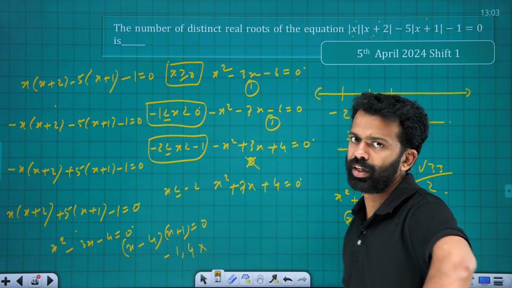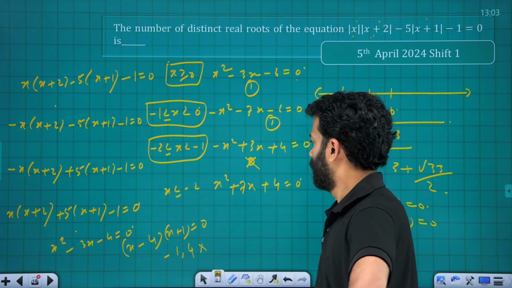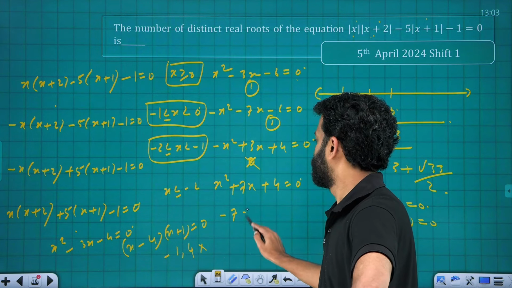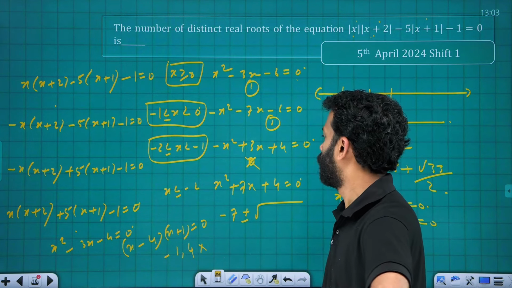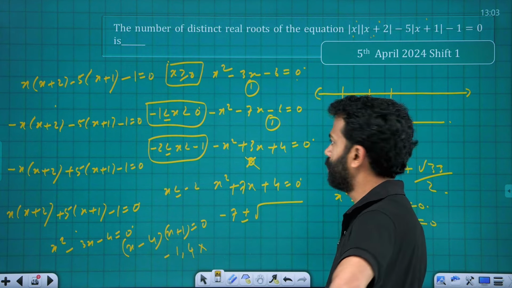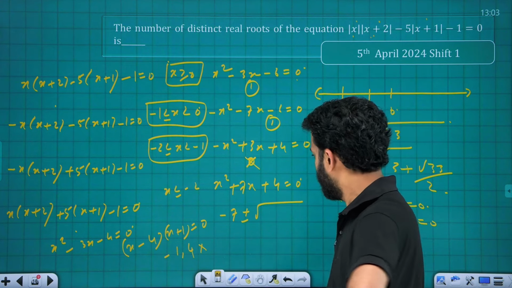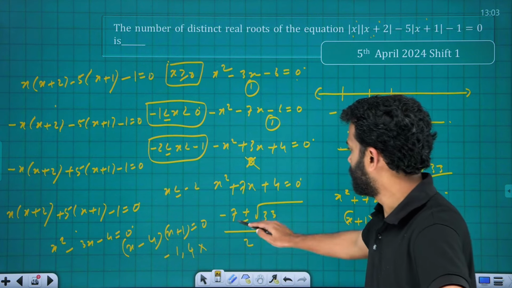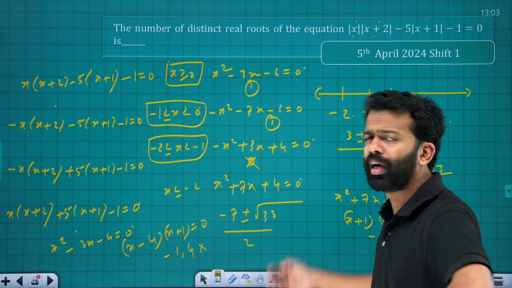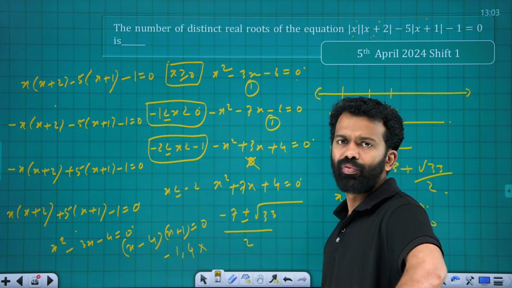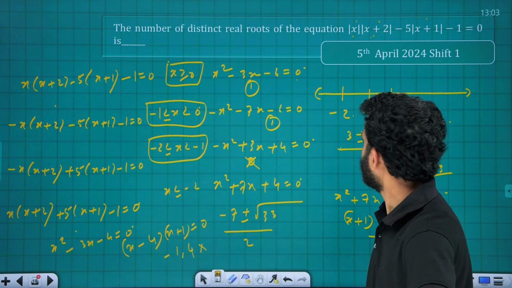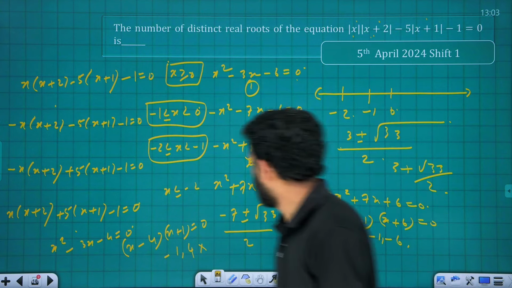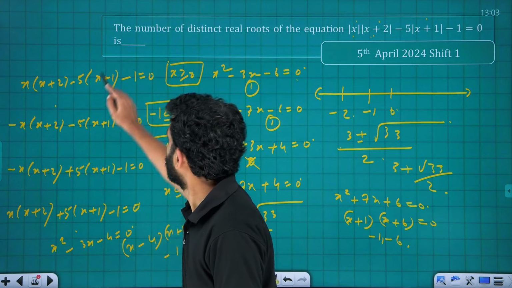x square plus 7x plus 4. That is minus 7 plus or minus root b square, 49 minus 16. What is 49 minus 16? 33. Again 33, right? 33 by 2. That is minus 7 plus root 33 by 2. The value of root 33 is what? It will be 5 point something. That is, I think the page is full. Minus 7 plus or minus root 33 by 2.